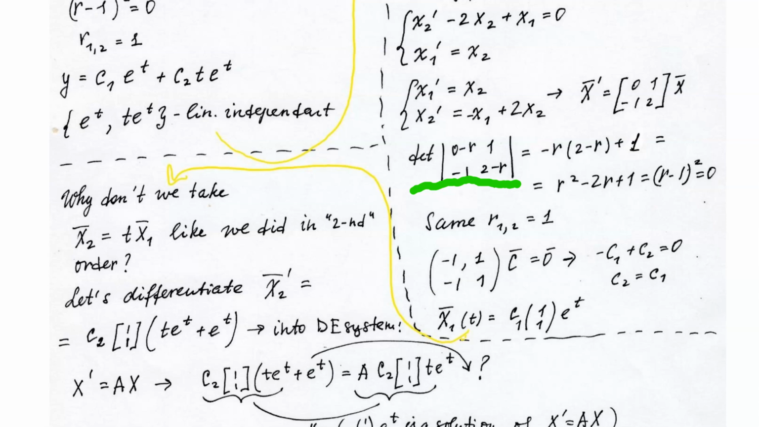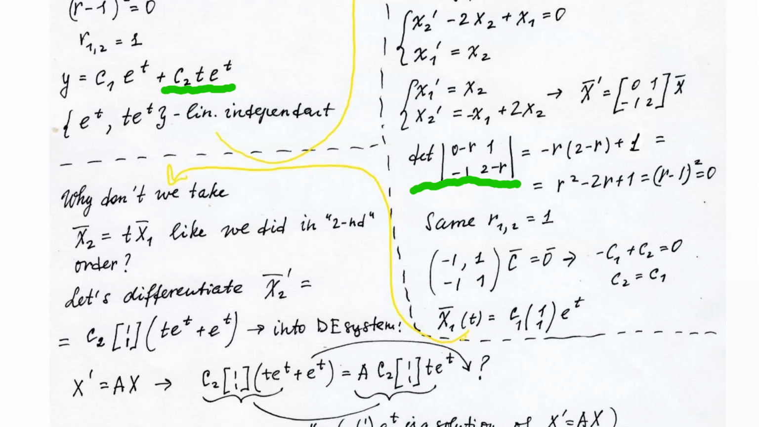And we find that my eigenvector is 1, 1. I multiply by the exponential factor and by a constant, and I get my first solution. I'll need the second one because it's a system of two equations. So why don't we just multiply this eigenvector by t like we did in the previous case? We did it over here. Why don't we just multiply it by t, and that's going to produce a solution?